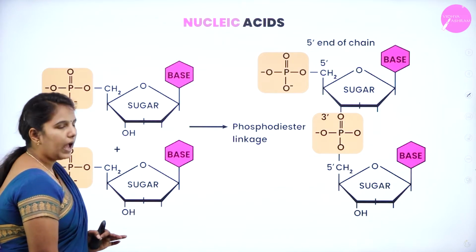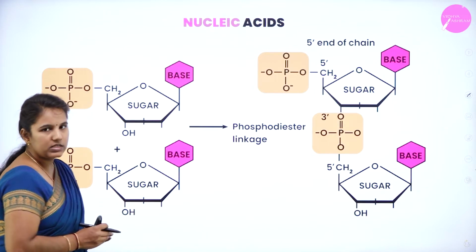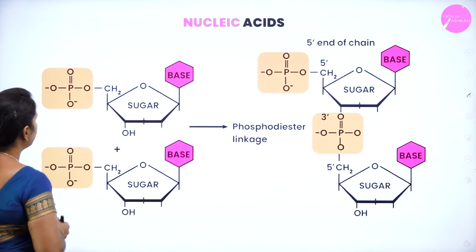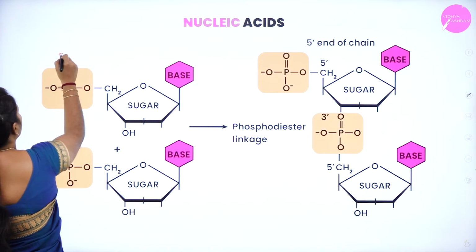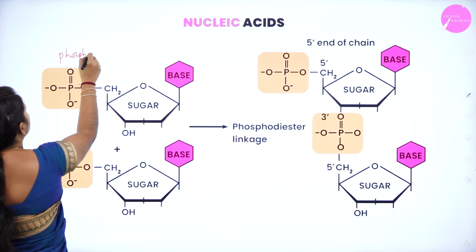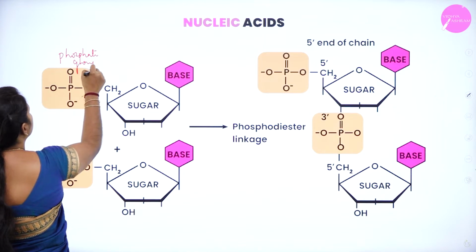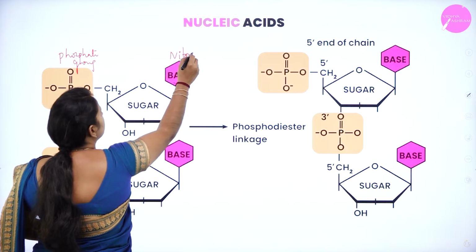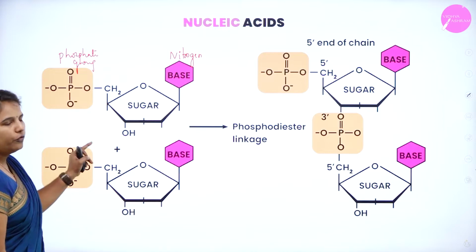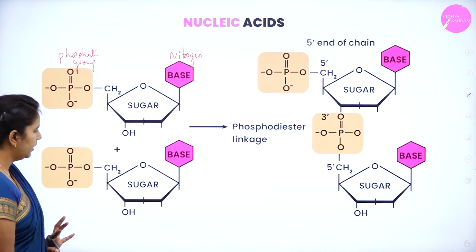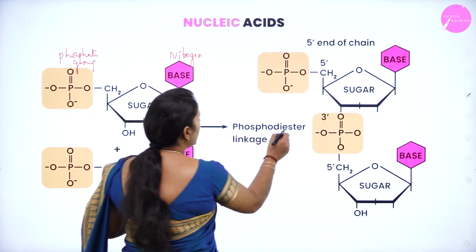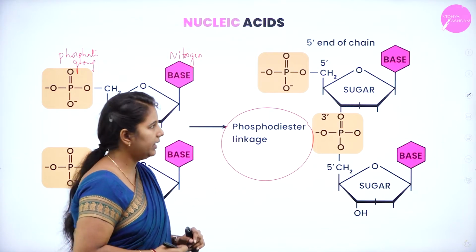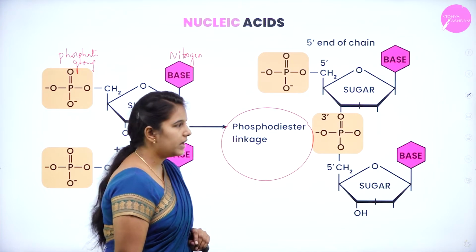Next, here I have shown you how the nucleic acids will be formed by the combination of nitrogen base, pentose sugar along with the phosphate group. So here you can see that this is my phosphate group, and this is a pentose sugar and this is a nitrogen base. When a nucleotide and another nucleotide are added, you know what will form? It will form a phosphodiester linkage, and this leads to the formation of double strands of the DNA.